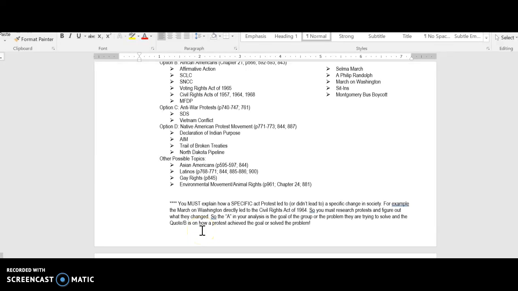The A in your analysis will be the goal of the group or the problem they are trying to solve, and the B of your analysis is how that protest achieved that goal or solved that problem. Or, if you're arguing it didn't work, how they failed to solve the problem and the problem still existed.